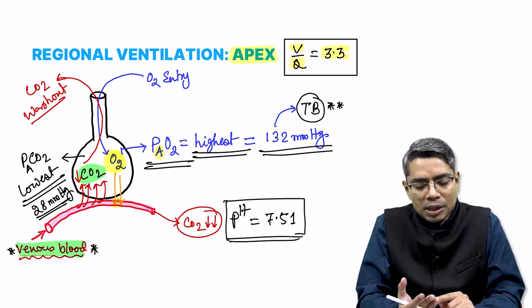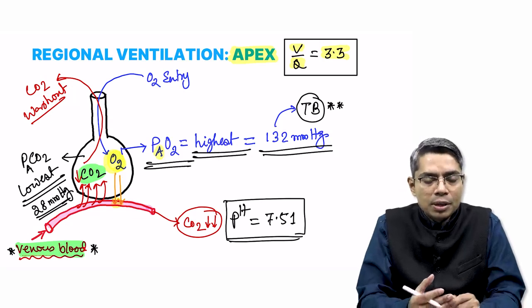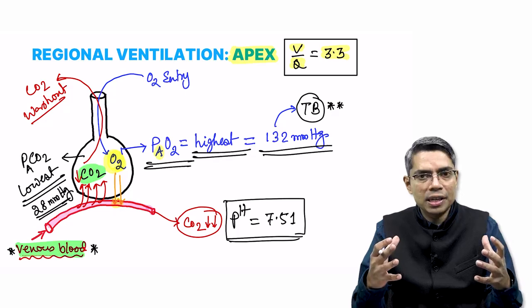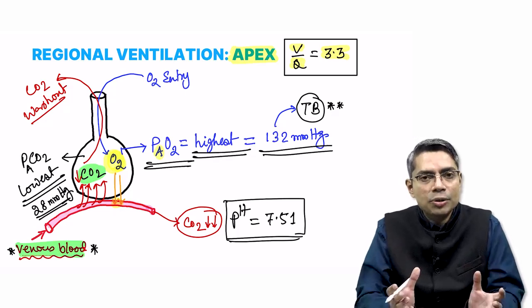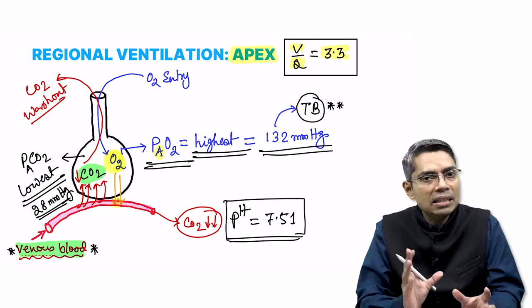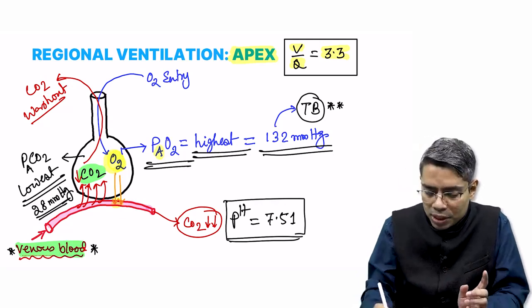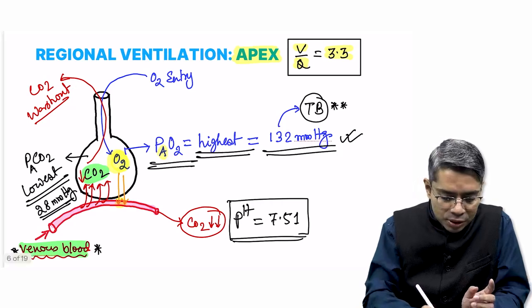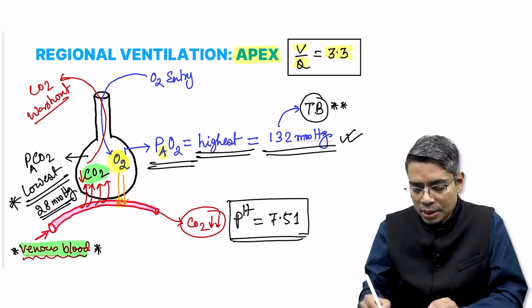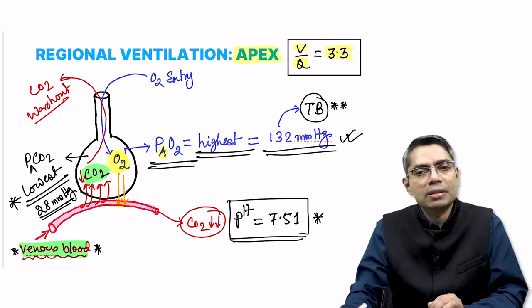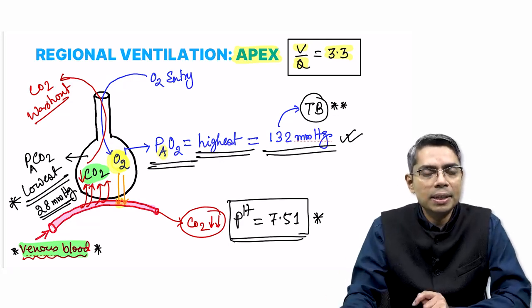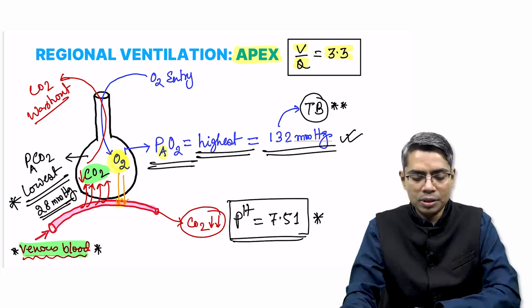So apical alveoli means, when the person is in upright posture, the apical alveoli are largest in size, but if you look at the VQ ratio, that is the highest. Because of the highest VQ ratio, partial pressure of oxygen is the highest and partial pressure of carbon dioxide is the lowest. And because the partial pressure of carbon dioxide is lowest, the pH is a little bit alkaline. Got it? So this is apical.